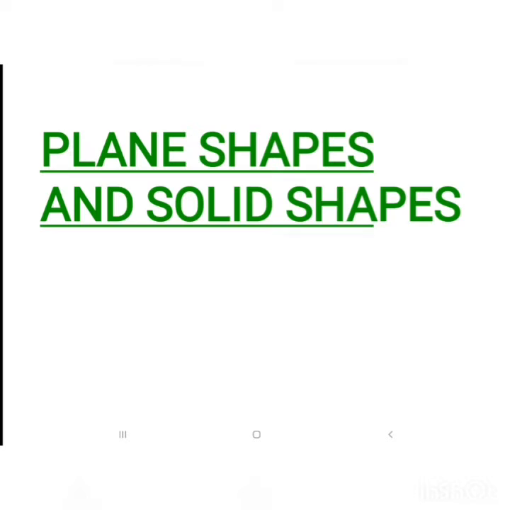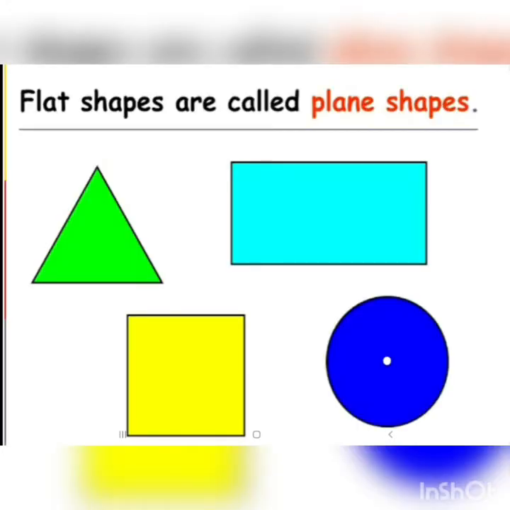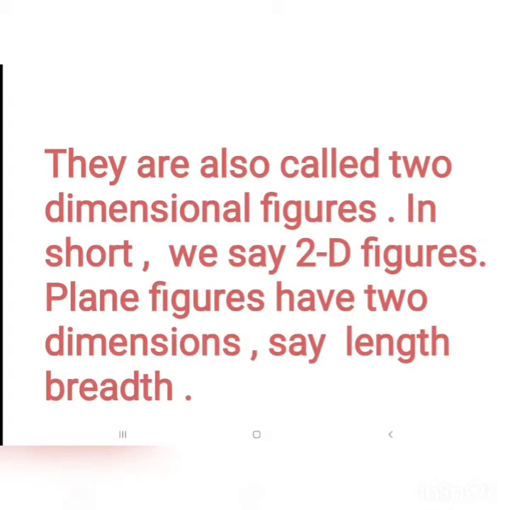What do you know about plane and solid shapes? Yes, flat shapes are called plane shapes. The shapes we see daily, such as triangle, rectangle, square, circle, etc., are called plane shapes. They are also known as 2D shapes, that means two-dimensional figures. Why? Because they are measured in two dimensions, mainly length and breadth. So, plane figures have two dimensions, length and breadth.